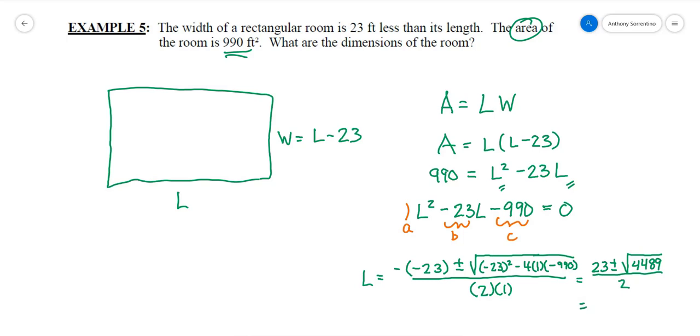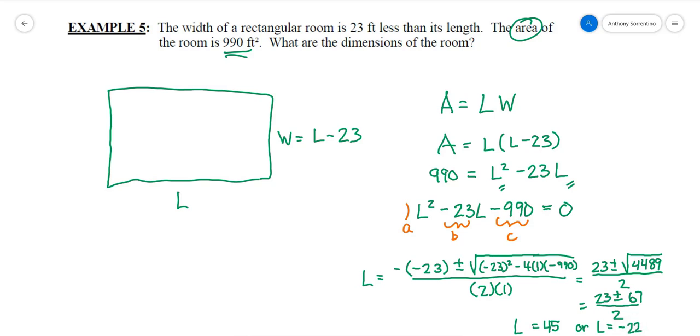over 2. And 4489, if you have a calculator you can always try it out, is a perfect square. It's 23 plus or minus 67 all over 2. And so 23 plus 67 is 90 over 2 is 45. Or 23 minus 67 is negative 44, which is negative 22.